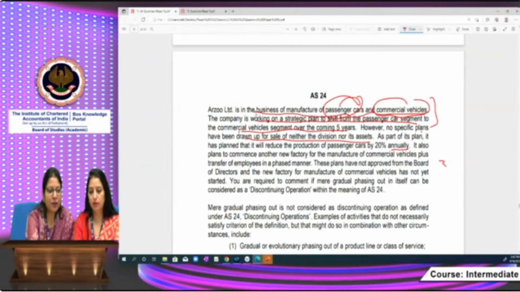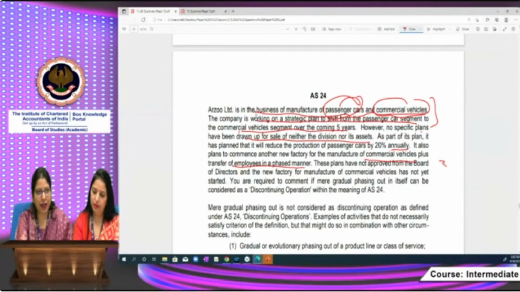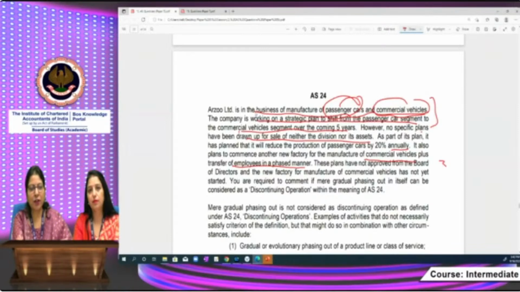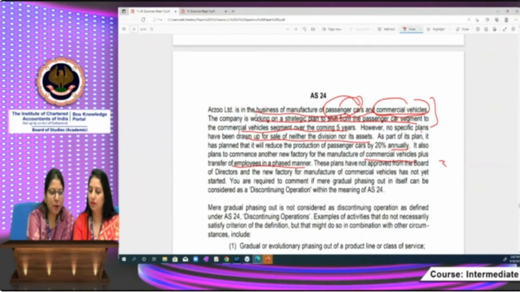It also plans to commence another factory for the manufacture of commercial vehicles, and it will transfer its employees in a phased manner to that. It means it will discontinue the manufacture of passenger cars, but it will increase the production of commercial vehicles, but that too in a phased manner. Now, these plans have not yet been approved by the board of directors, and the new factory for manufacture of commercial vehicles has not yet started.